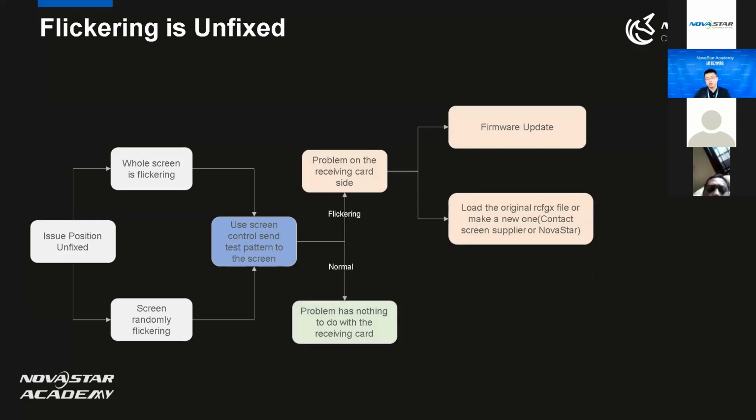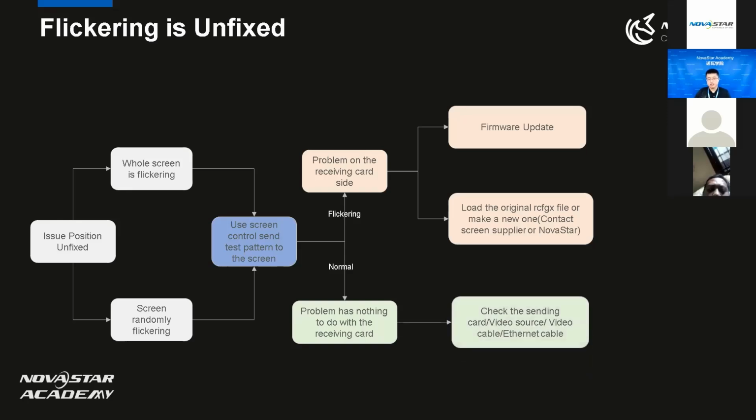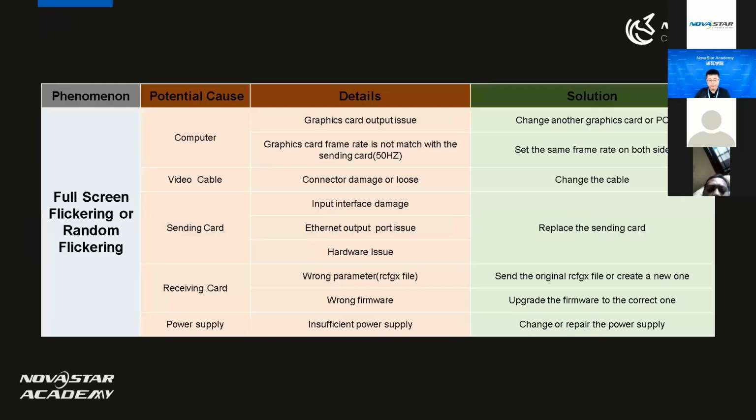And if you enable screen control and the issue disappears, it means it has nothing to do with the receiving card. You need to check the sending card, video source, video cable, and Ethernet cable. So this is the process. Also, for flickering where the position is not fixed, we have listed the potential causes, details, and solutions for you. So all these factors could be the reason, and we need to do the troubleshooting step by step.